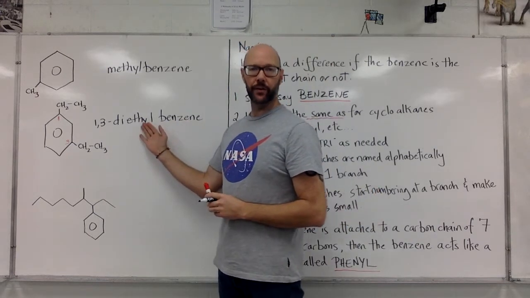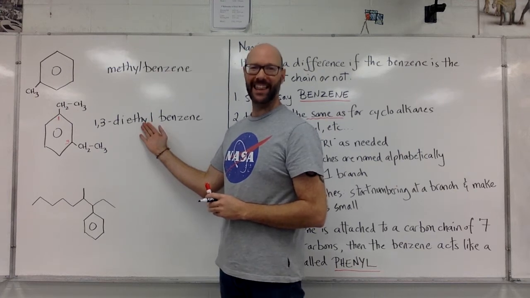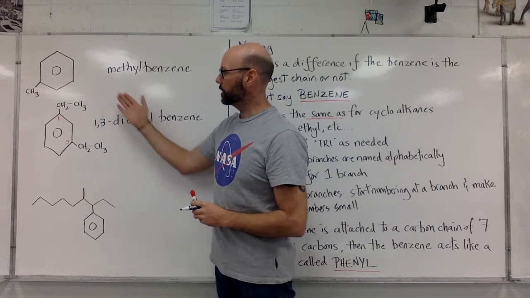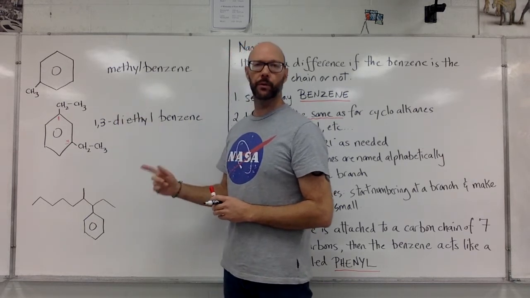There's a branch, ethyl, with 2 carbons in it, eth. But there's 2 of them, diethyl. And where are those branches? Attached to carbon number 1 and carbon number 3 of the ring.